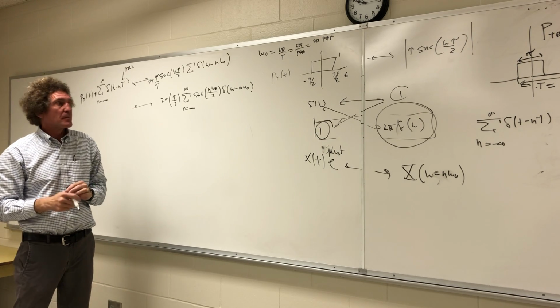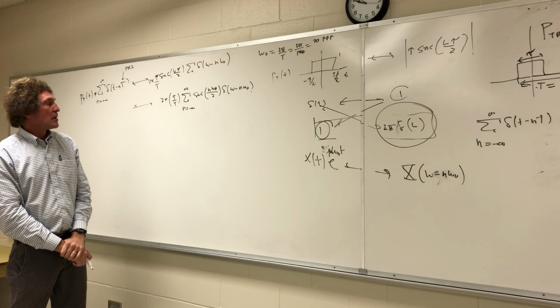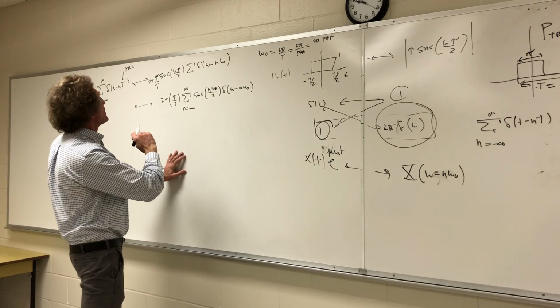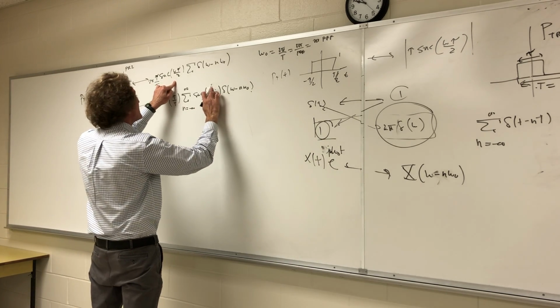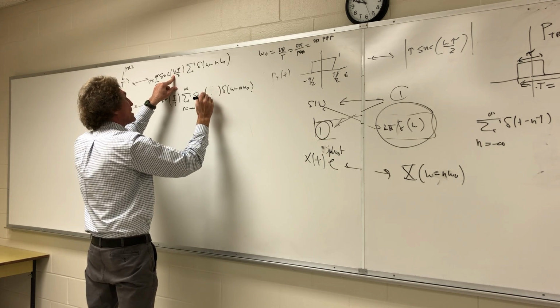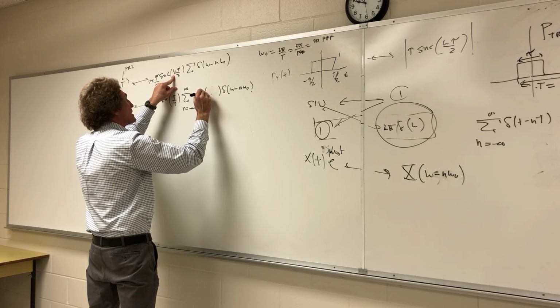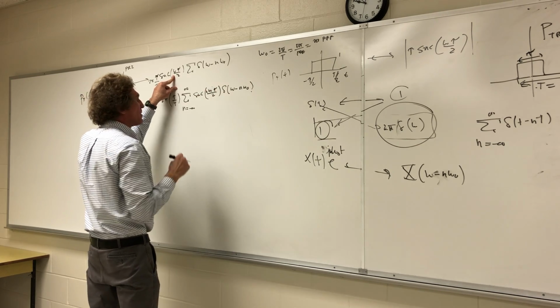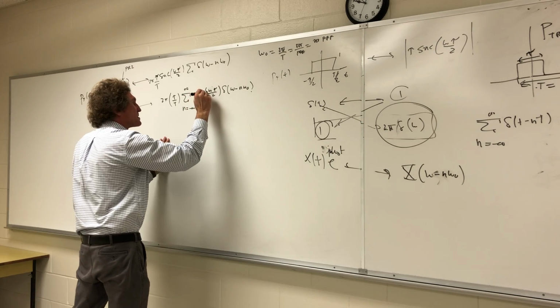What happened to the tau and n omega naught over 2 in the sinc function? I think I lost you there. Let's see, I'm sorry, the tau should be there. Okay. This should be n omega naught tau over 2. That's my fault. Okay. I'm sorry about that. Thank you, Marcus.